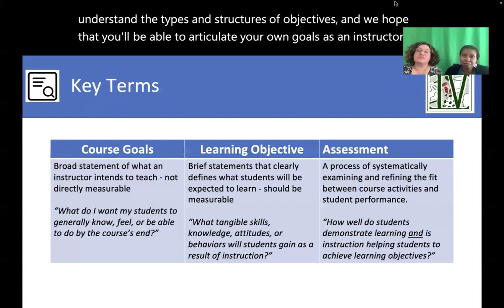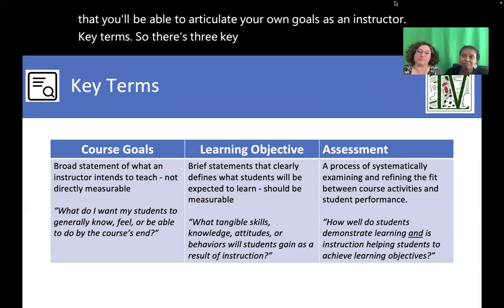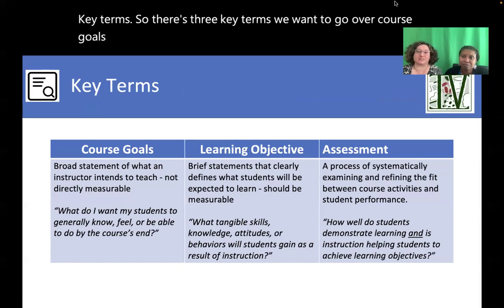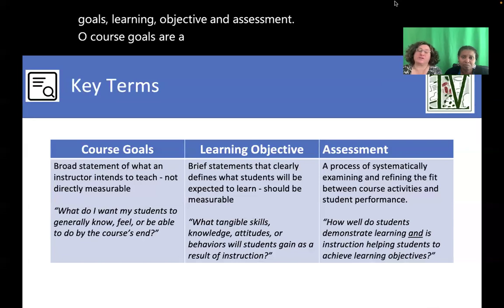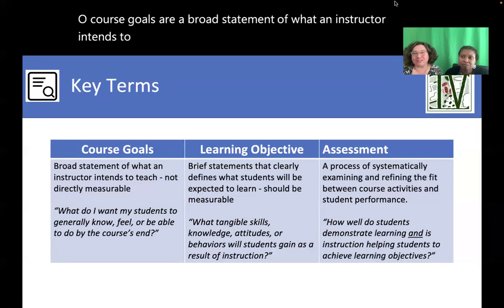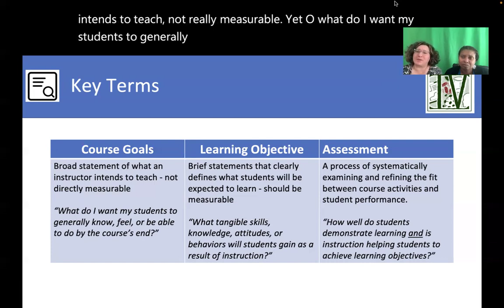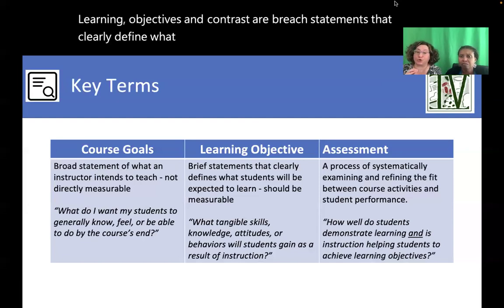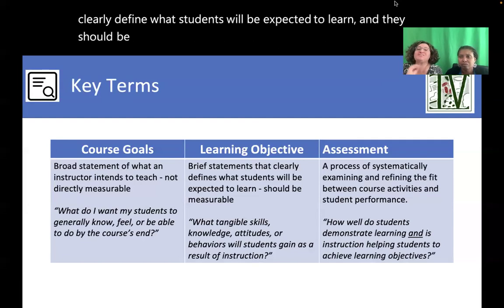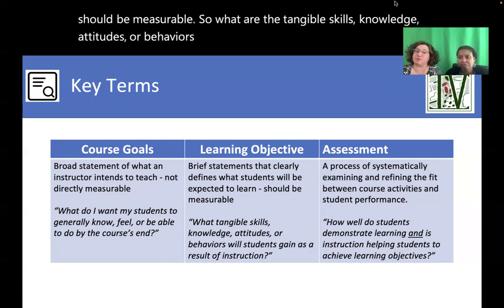Key terms. There are 3 key terms we want to go over: course goals, learning objective, and assessment. Course goals are a broad statement of what an instructor intends to teach, not really measurable yet. So what do I want my students to generally know or feel or be able to do when the course is over? Learning objectives, in contrast, are brief statements that clearly define what students will be expected to learn, and they should be measurable. So what are the tangible skills, knowledge, attitudes, or behaviors students will gain from instruction?